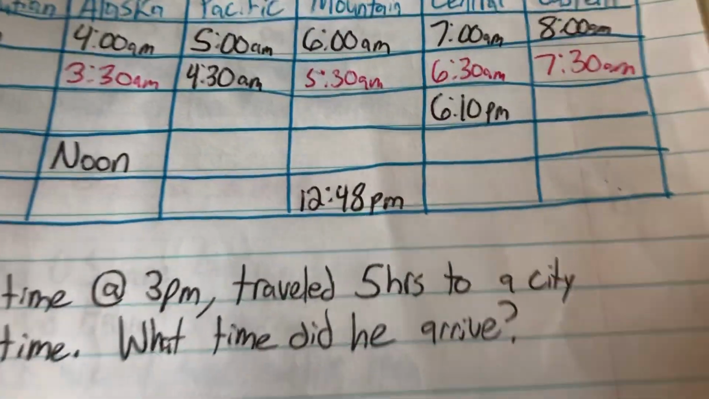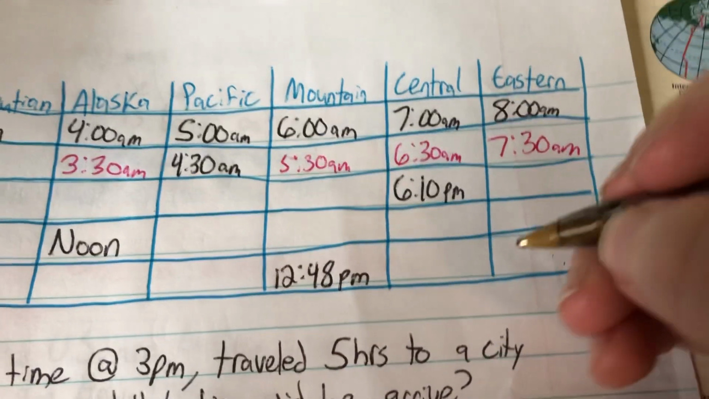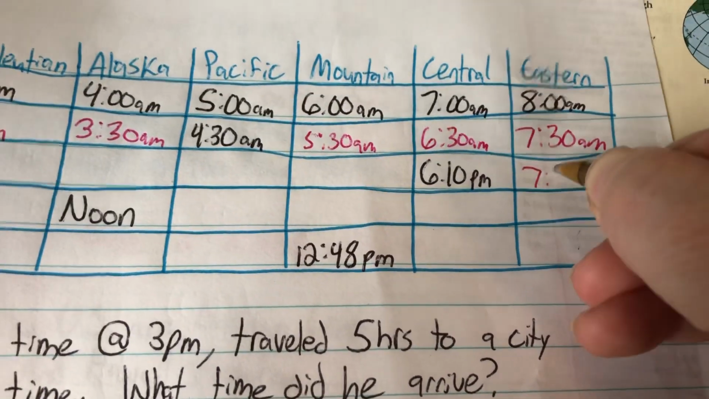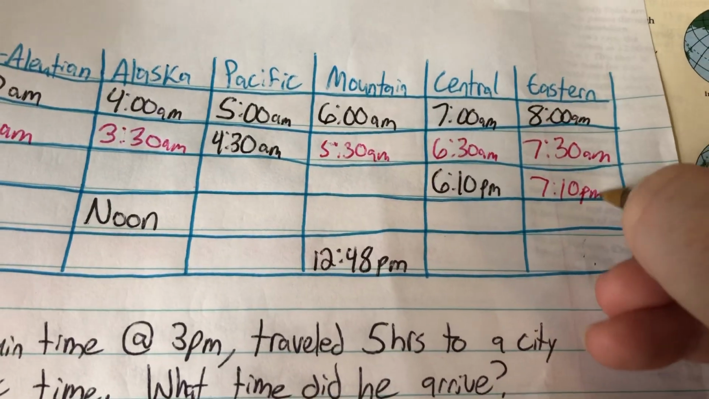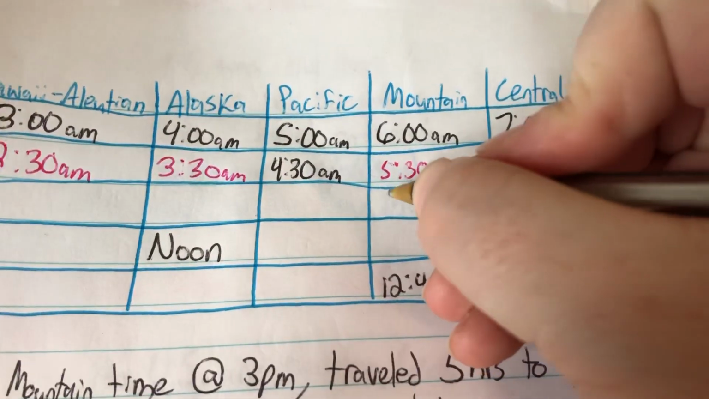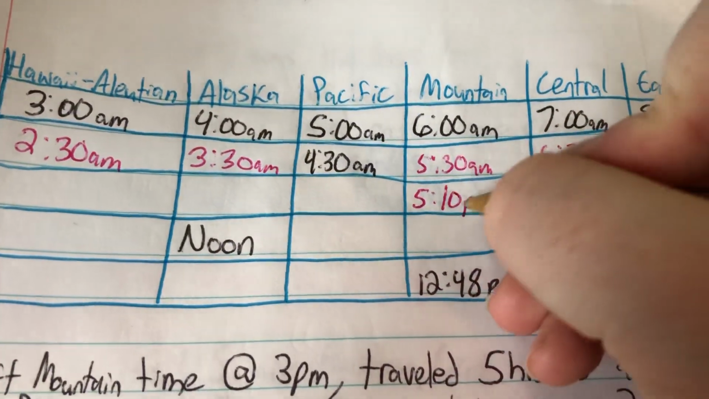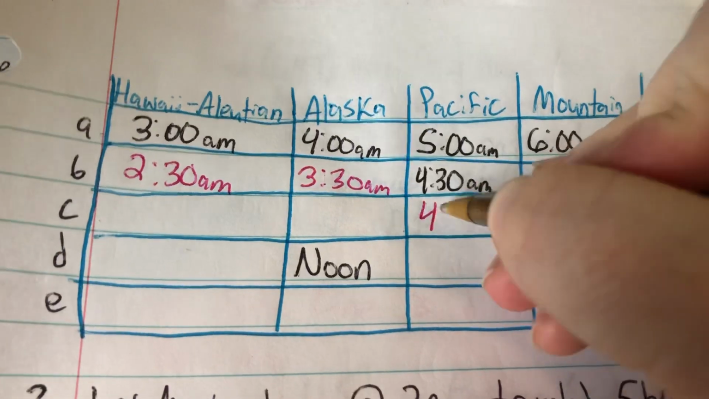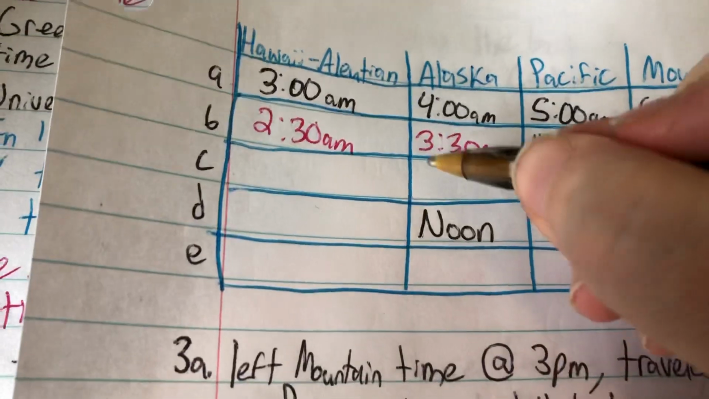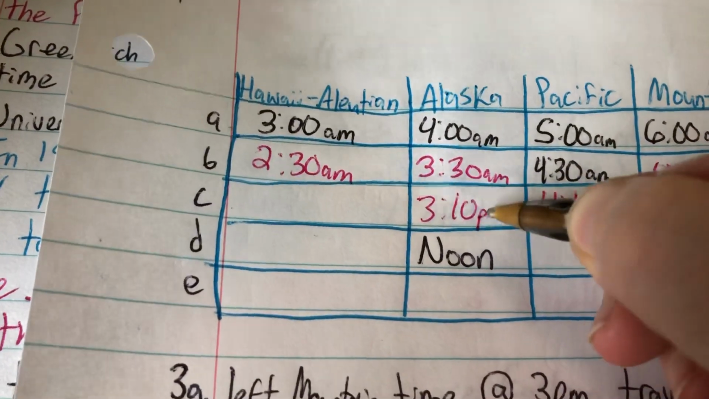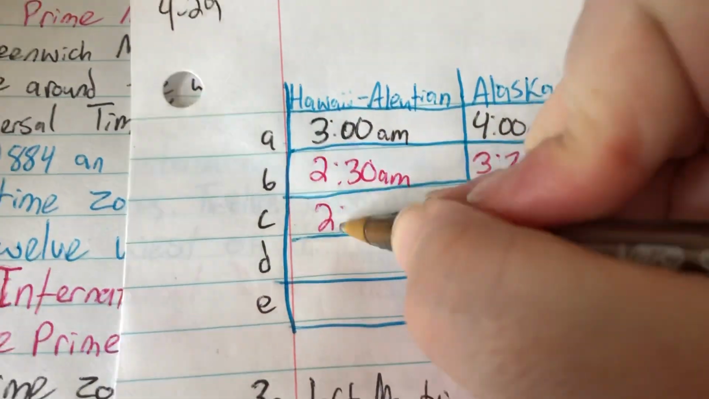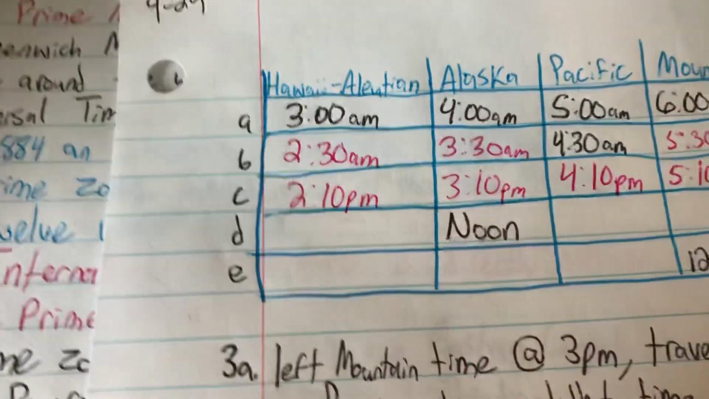Okay, on C, it gives us 6:10 p.m. in Central Time. Now when it's 6:10 in Central Time, which is Western Kentucky, it would be 7:10 p.m. in Eastern Time, which is right here. Going to the left, it'd be 5:10 p.m., 4:10 p.m. for Pacific. Alaskan would be 3:10 p.m. and Hawaiian Aleutian would be 2:10 p.m.